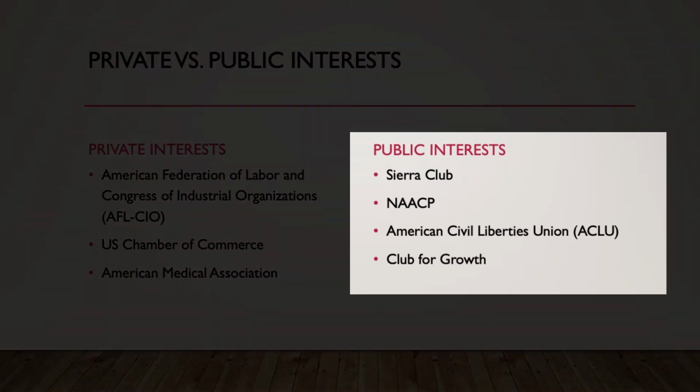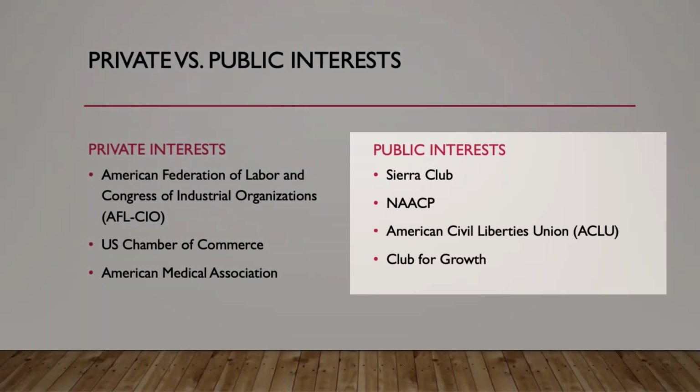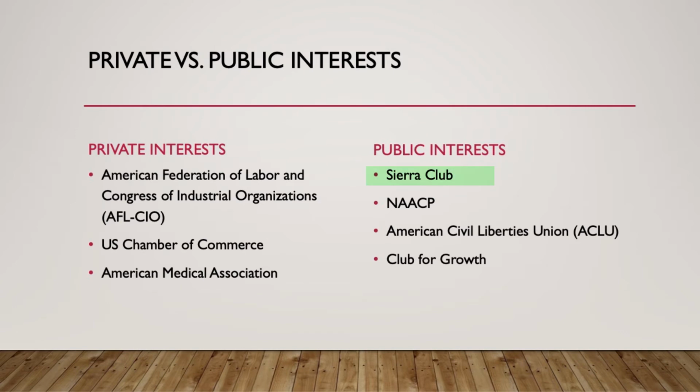Public interests, on the other hand, benefit the whole, and again, that means society. So not just select individuals or groups in society. And the key difference here is that everyone in society benefits from the action of public interest groups, even if they're not a member of the group, because the types of policies that they try to achieve directly benefit everyone in society. So the Sierra Club is a really great example of a public interest group.